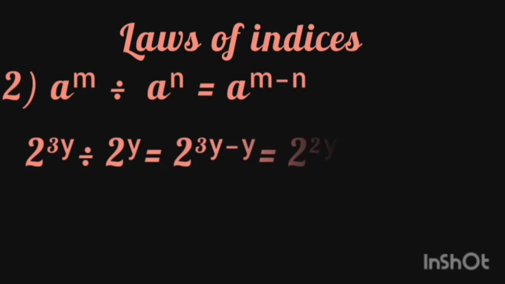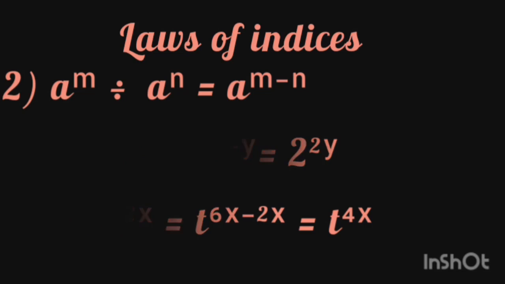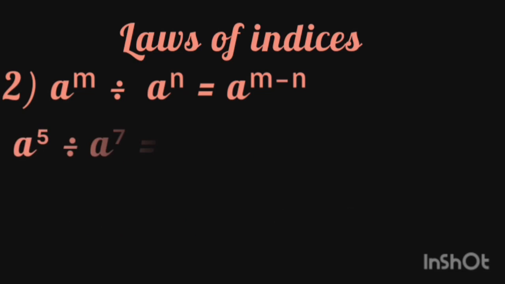We see 2 raised to the power 3y divided by 2 raised to the power y. Y is the same thing as 1y, so we subtract y from 3y and our answer will be 2 raised to the power 2y. We have t raised to the power 6x divided by t raised to the power 2x. Subtract 2x from 6x, we get t raised to the power 4x.